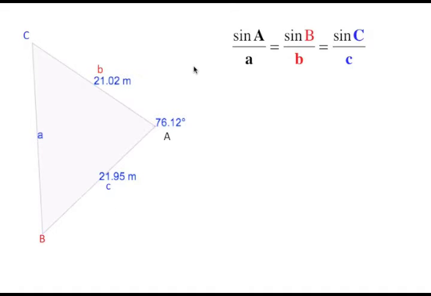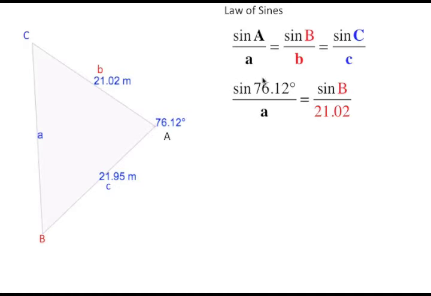The sine law is sine of A over A is equal to sine of angle B over side B is equal to sine of angle C over side C. I'm just going to fill in what we know. So sine of 76.12 over A is equal to the sine of B, but we don't know what angle B is, over 21.02. So we have an equation with two unknowns in it, and that just doesn't work.